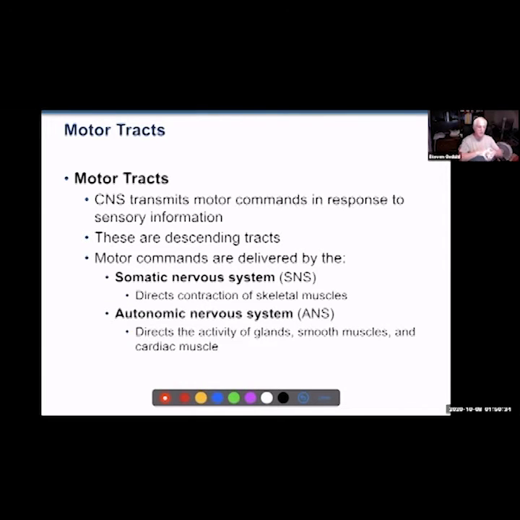Motor commands are delivered by two nervous systems: the somatic nervous system, which is your voluntary skeletal muscles, and directs the contraction of skeletal muscles, and your autonomic nervous system. Those are your glands, your smooth muscles, your cardiac muscles, and all that. A lot of those are under involuntary control. So the motor output has two nervous systems: somatic, your voluntary skeletal muscles, and autonomic, your involuntary smooth muscles, cardiac muscles, and glands.